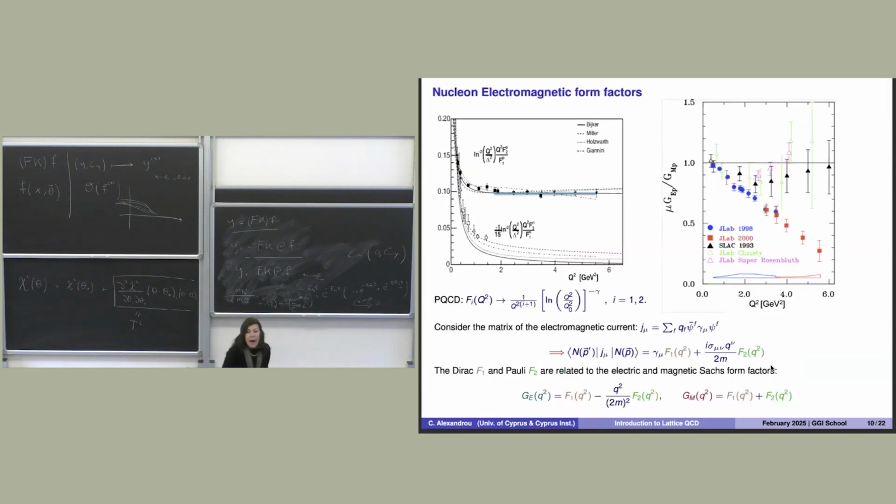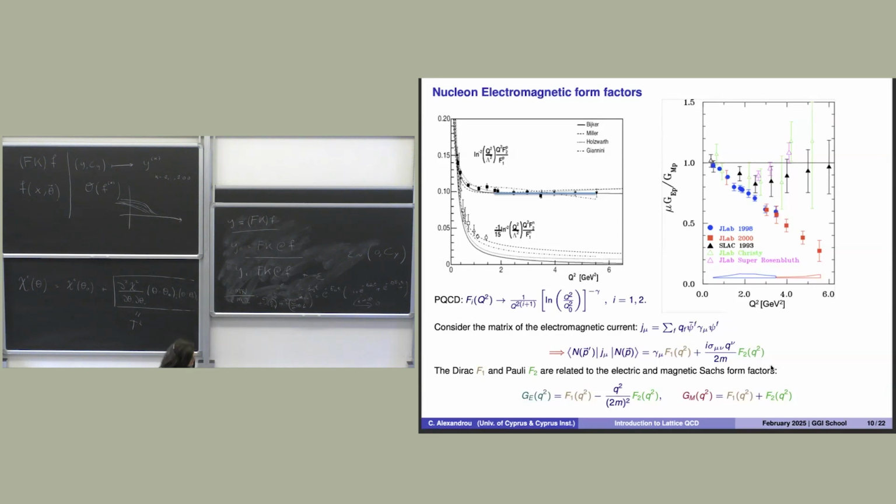Okay, having reproduced the pion form factor, I want to go on and compute other things, like the electromagnetic form factors of the nucleon. This is very interesting because we know now that results deviate from what we knew before. So we know that the ratio of the electric to magnetic form factors is not going to a constant, it's decaying like this. And this is what we want to understand.